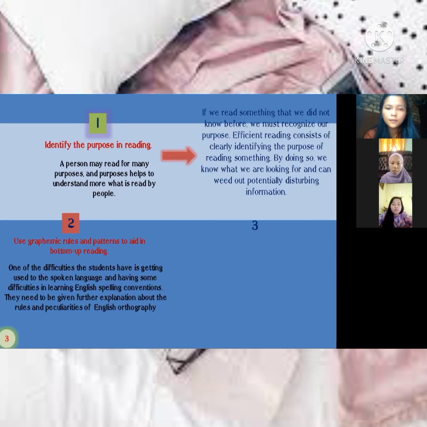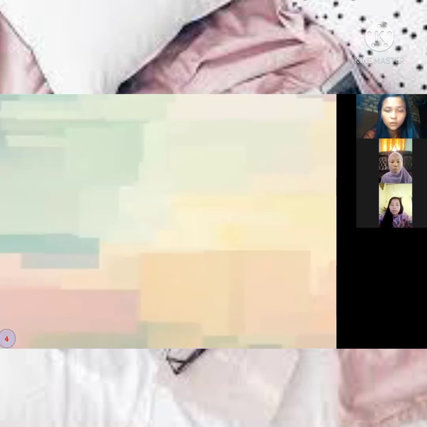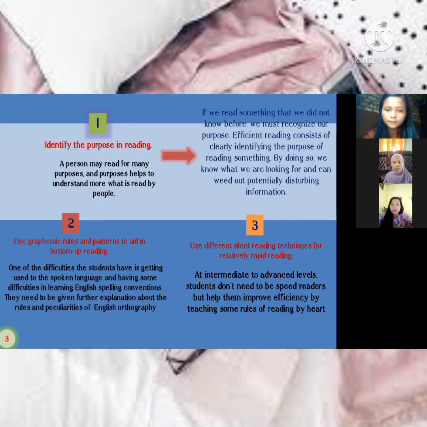And next, number 3. Use different silent reading techniques for relatively rapid reading. At intermediate to advanced levels, students don't need to be speed readers, but help them improve efficiency by teaching some rules of the reading and by the heart.